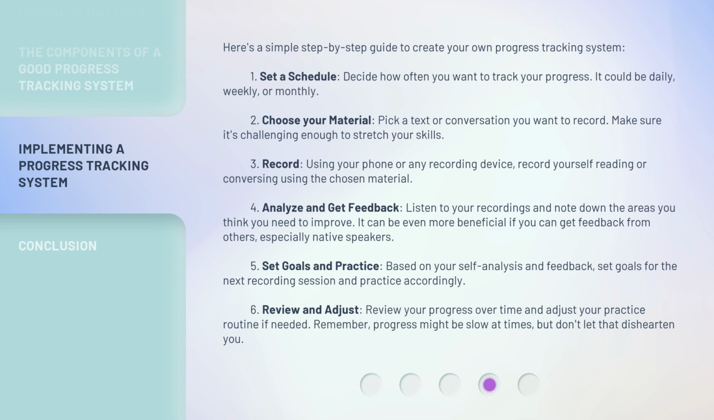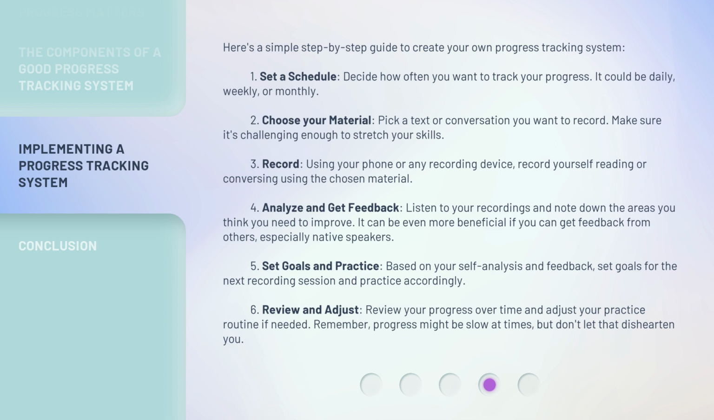3. Record. Using your phone or any recording device, record yourself reading or conversing using the chosen material. 4. Analyze and get feedback. Listen to your recordings and note down the areas you think you need to improve. It can be even more beneficial if you can get feedback from others, especially native speakers.